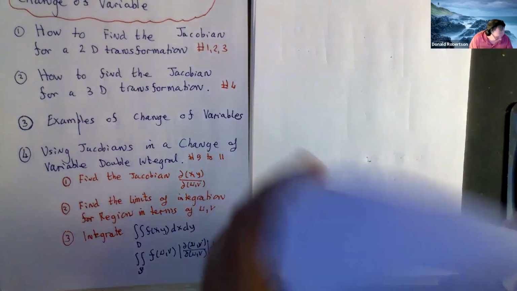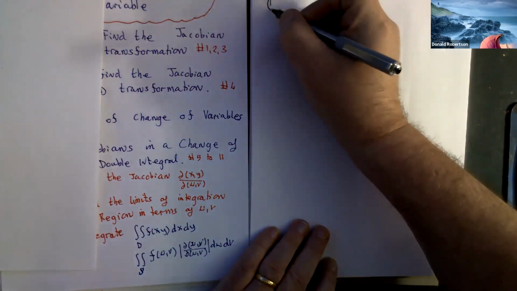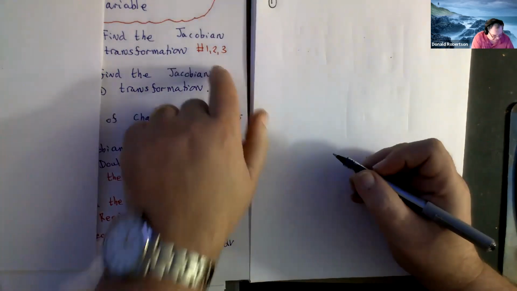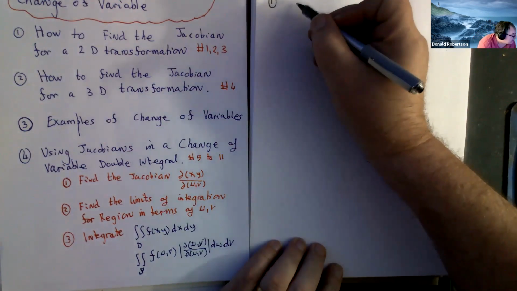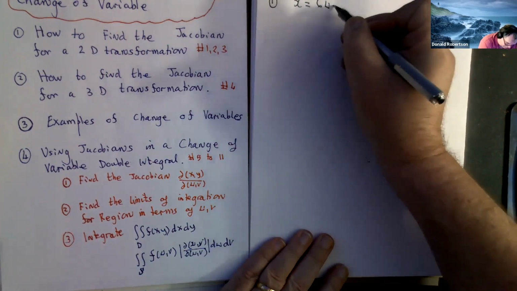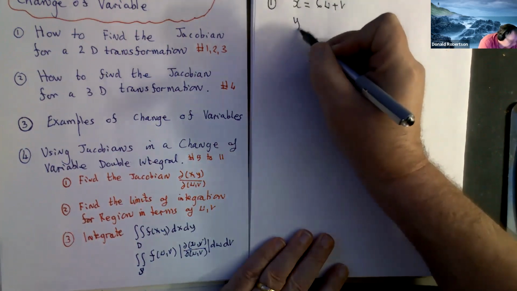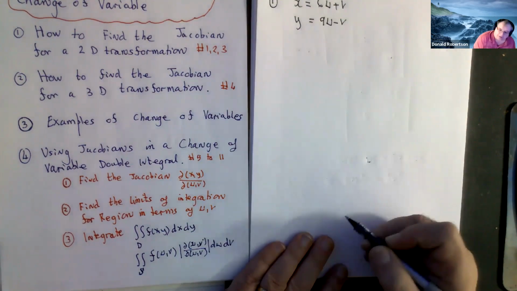So, start you off. This is a version of question 1. In fact, there's 3 Jacobians, 2 by 2 at least. And in this one, the x is going to be 6u plus a v, and the y is going to be 9u take away v.